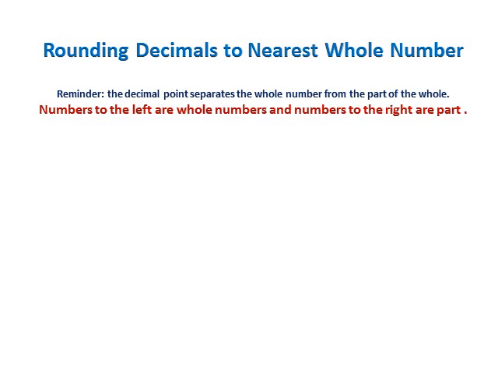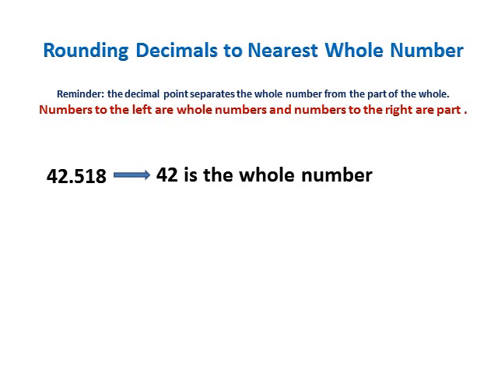Okay, so we'll be doing some rounding of decimal numbers into the nearest whole number. As a reminder, the decimal point separates the whole number from the part of the whole. Numbers to the left are whole numbers, and numbers to the right are part of the whole. For example, this number, 42 and 518 thousandths. That 42 is the whole number for this number, right? 42 is the number to the left of the decimal point.